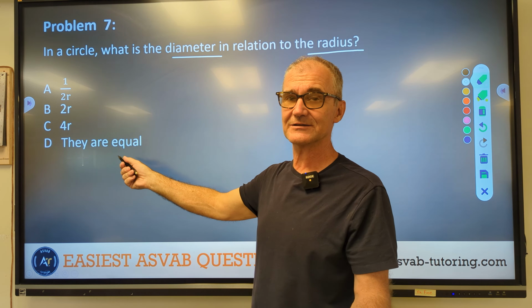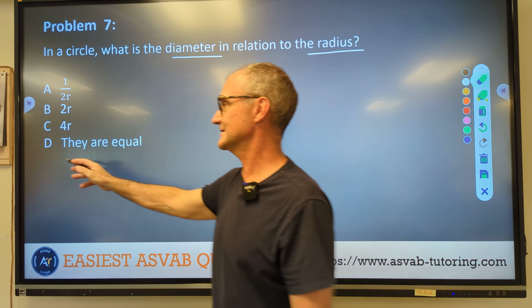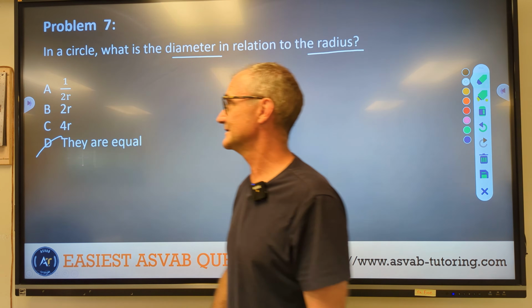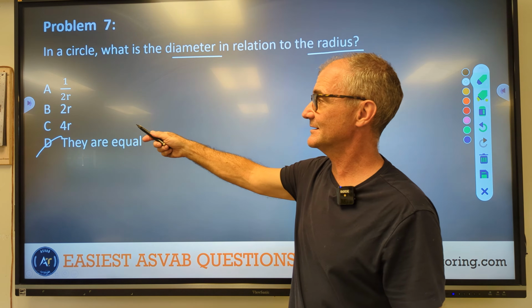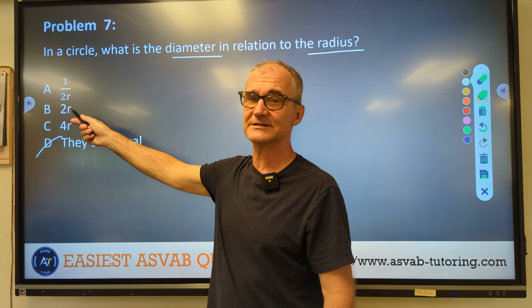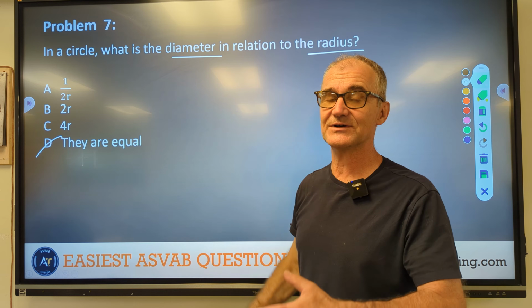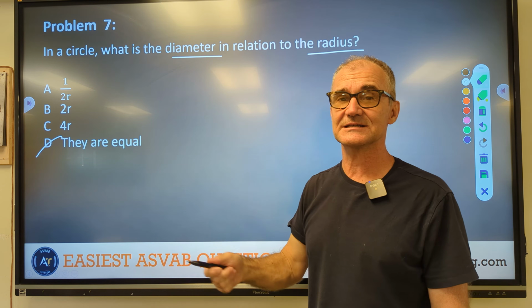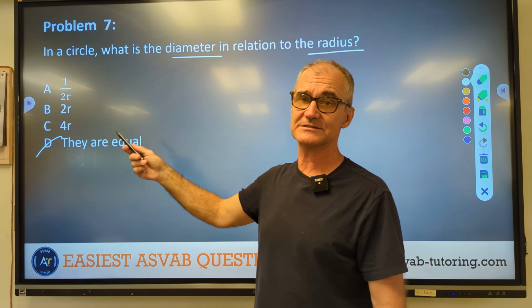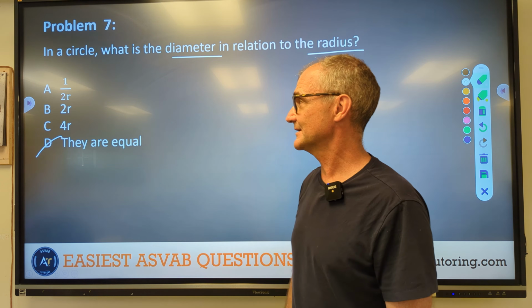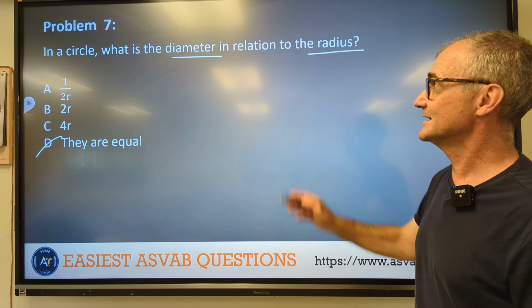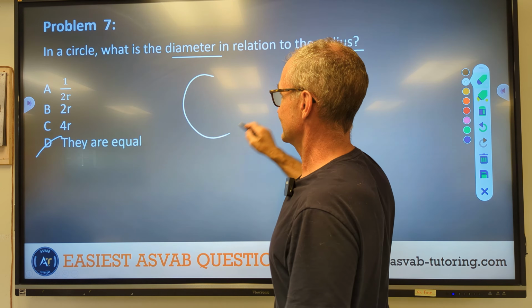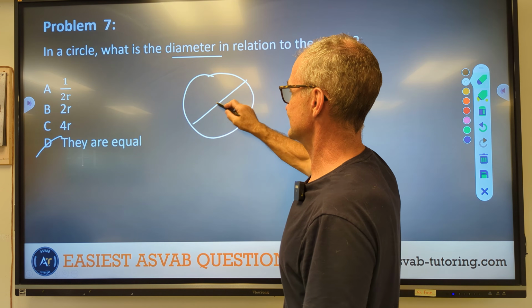Well, they are equal. Well, how could they be equal if they're different words? So that doesn't even make sense. So I can eliminate that one. And then now I look up there, and there are 2 answers with a 2 in it. So it's probably got a 2 in it. So if I had to guess now, I'd guess between A and B. Again, my chances of getting it right now would be 1 in 2 instead of 1 in 4. Okay, so let's go ahead and do this problem. The diameter, again, is all the way across the circle.